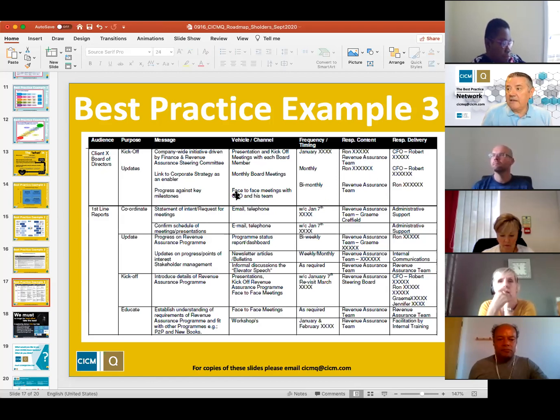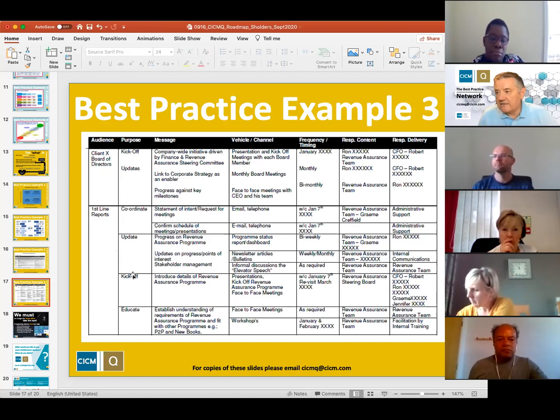And then Ron, obviously, delivered it to the CEO and his team as well. So this gives you an idea of coordination. That's the kickoff. These are updates, coordination, kickoffs, education, etc. And again, it depends on who you are talking to and what message you're trying to get across. But this is a very, very simple way of doing it.